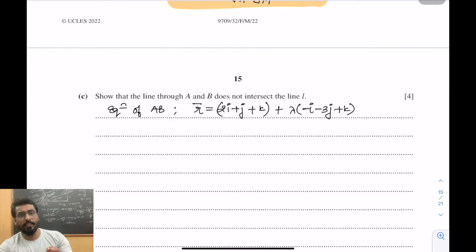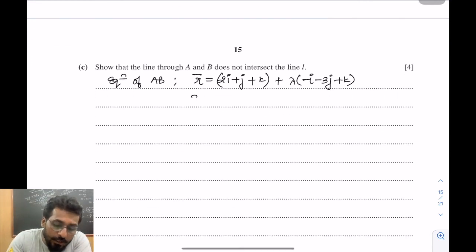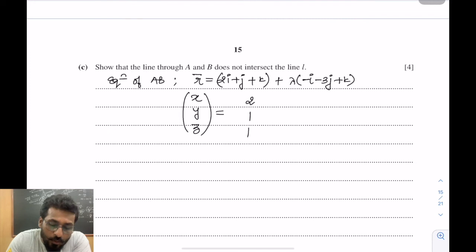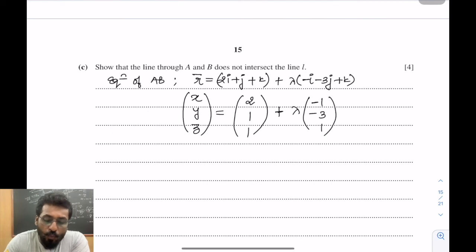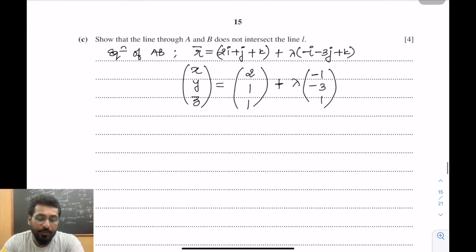So what I'm going to do here is write that R bar as xi plus yj plus zk. So I just modify this equation as x, y, z. That's also a vector equation: 2, 1, 1 in ijk plus lambda times of minus 1, minus 3 and 1. Right, students? So the top value is of i, the next value is of j, the next value is of k. So that's the equation of line AB.